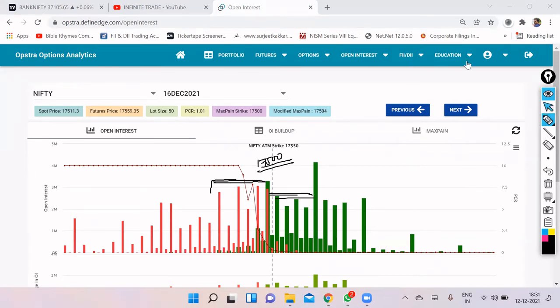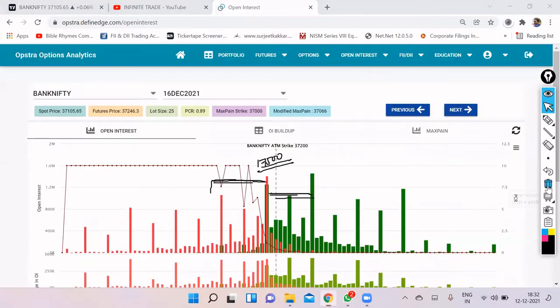So what happens is when you try and short cover this 17,500, you may see an immediate rally. So the resistance is not that strong, but the support is strong. Now let's see what is the case in Bank Nifty.